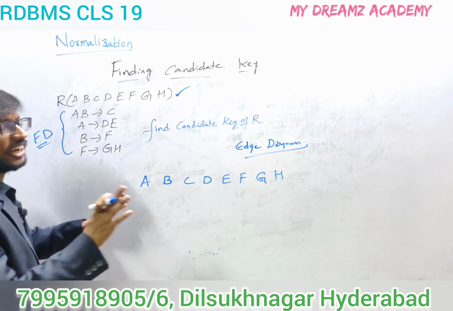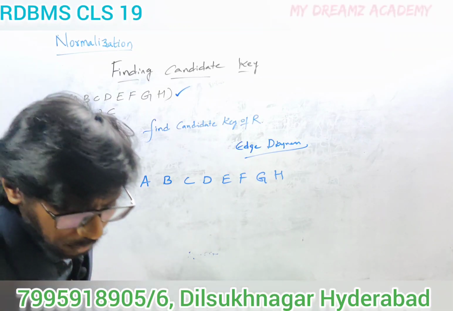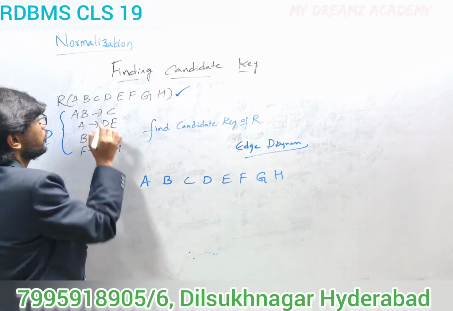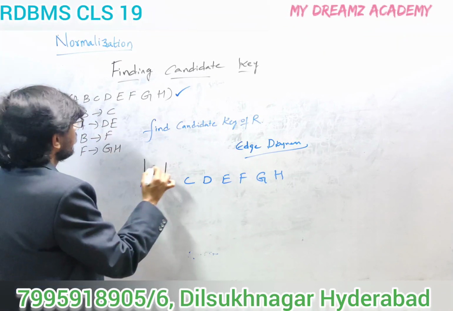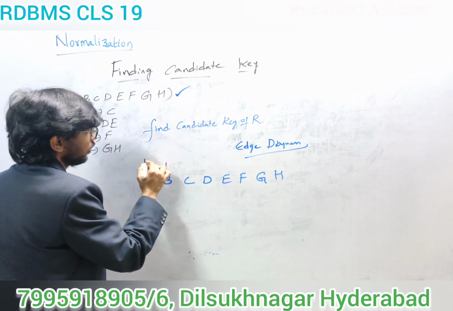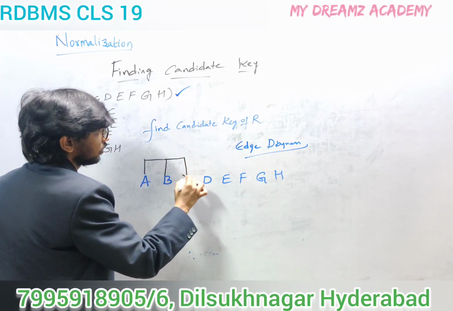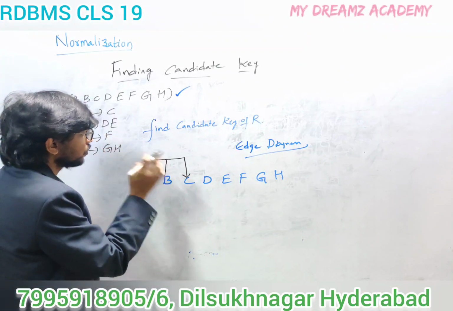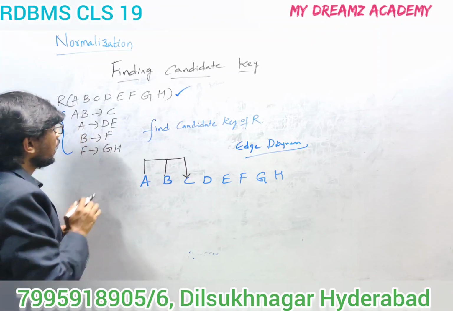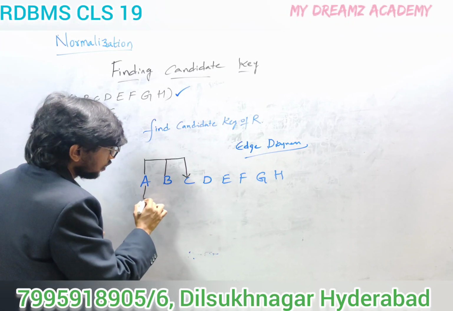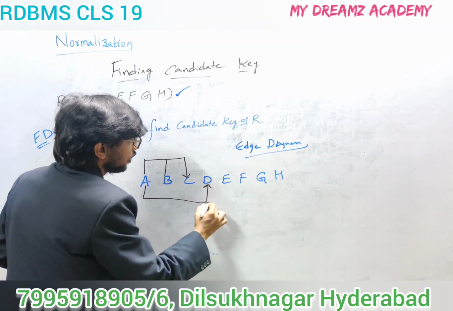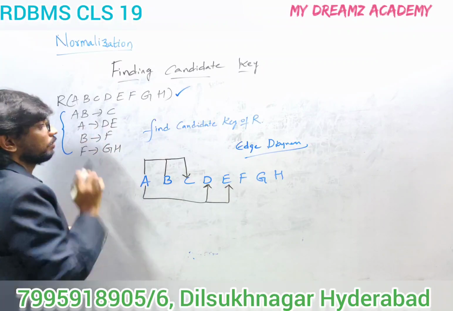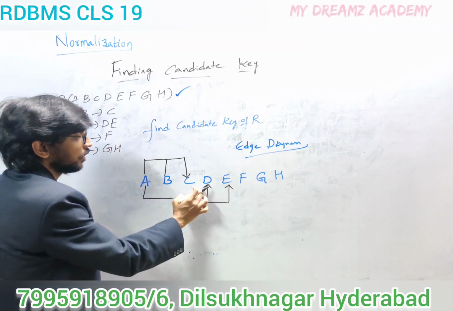Now, we'll have an edge diagram. Here I am drawing an edge diagram. See here, A, B to C. From A and from B, what are you determining? You are determining C, so towards C I am having an arrow, right? A, B to C. Now, A to D, E. See here, D and E have arrows. From A, you are going to D, E.